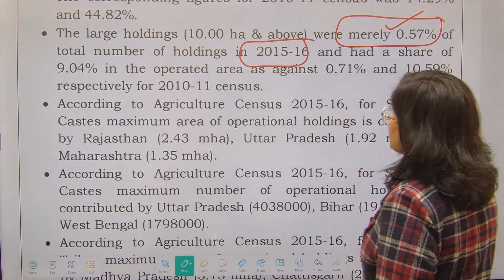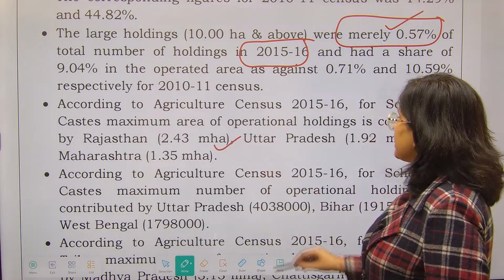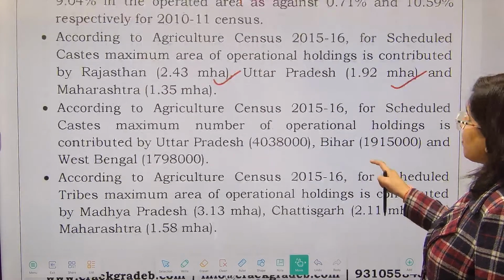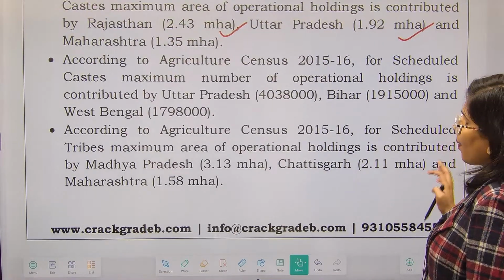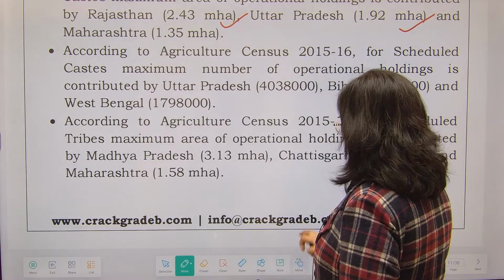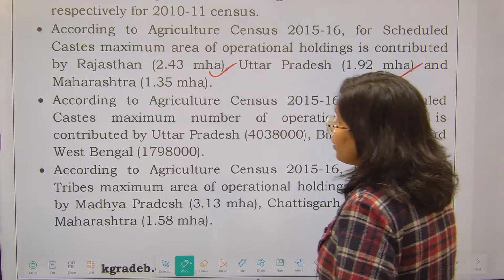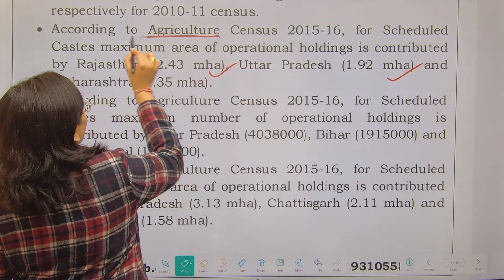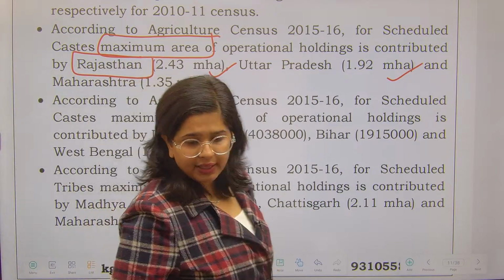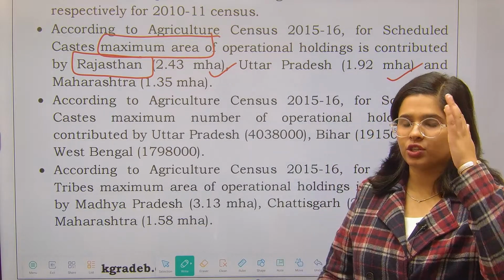As per the agriculture census, for scheduled caste maximum area of operational holding is contributed by Rajasthan, followed by Uttar Pradesh, and the maximum number of operational holdings for the scheduled caste is contributed by Uttar Pradesh. You can see the relation over here. We are talking about the scheduled caste, right? For scheduled caste, what is the maximum area of operational holding? In this, Rajasthan is leading, right? We have seen that in the total data also Rajasthan was leading for the area of agricultural holding.